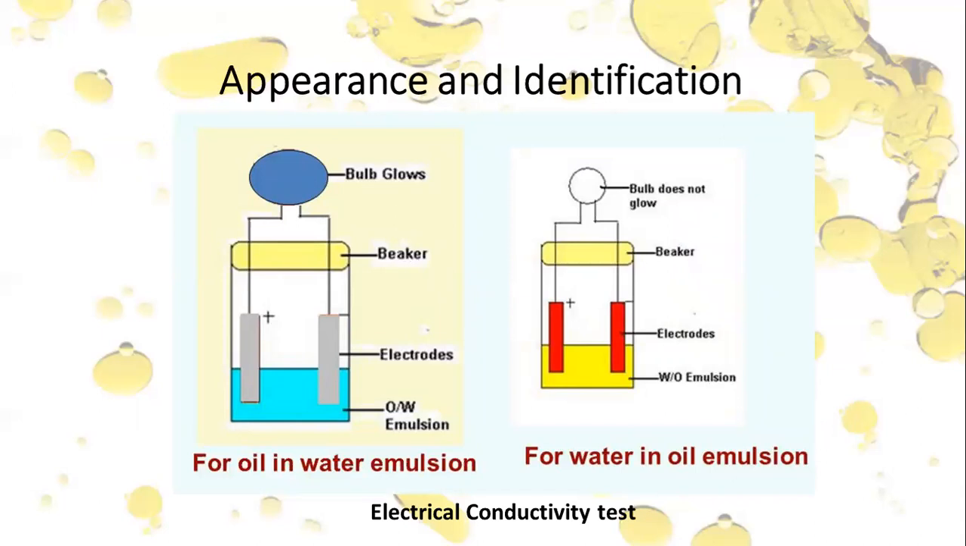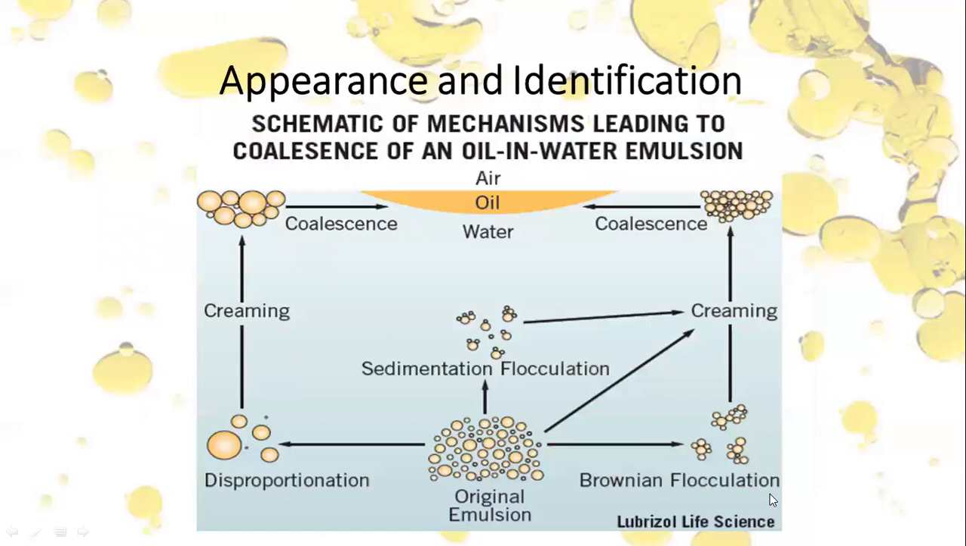Next comes the electrical conductivity test. We all know that water is a good conductor. So where water is the continuous phase, that means the oil in water type emulsion, if we dip an electrode into the emulsion and the bulb glows, then we decide that it is an oil in water type emulsion because water is a good conductor. But in the case of a water in oil type emulsion, the bulb does not glow. So by these changes, we can conclude which is the water in oil type emulsion and which is the oil in water type emulsion by the electrical conductivity test.